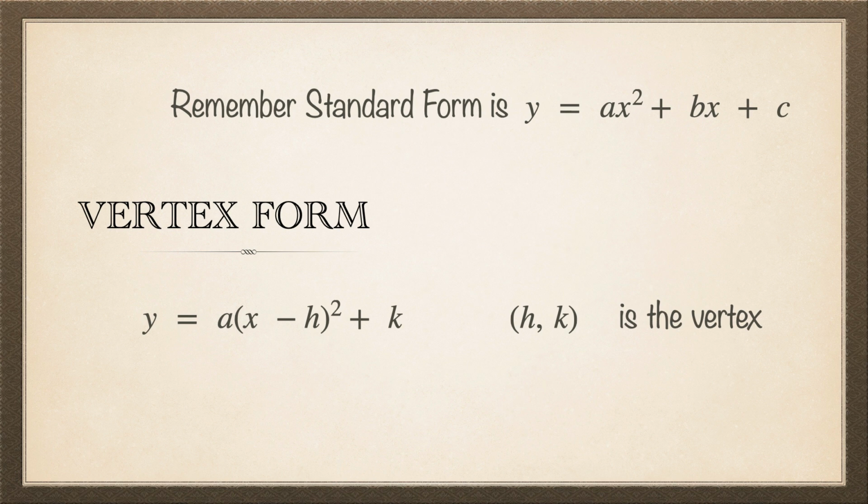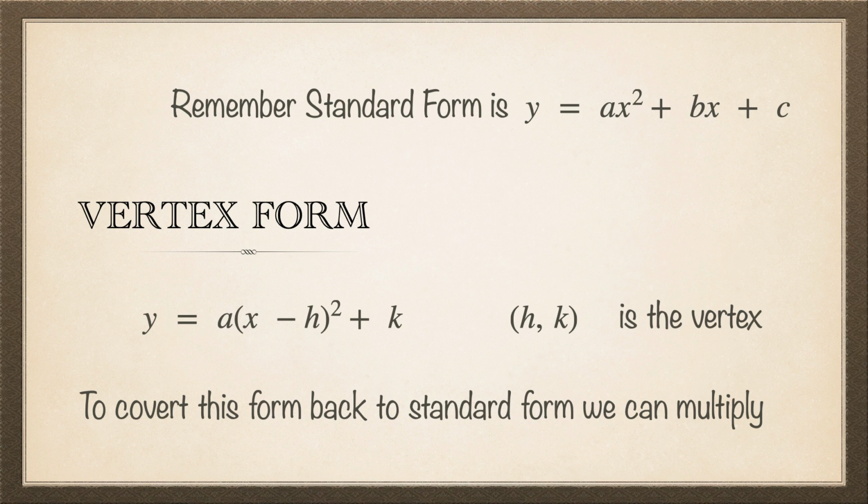So I not only know the vertex, but I'm also going to know the axis of symmetry, because h is the x value, and that's my axis of symmetry, because my vertex is always on my axis of symmetry. Now if I am given the vertex form, I can turn it back into the standard form by doing a little bit of multiplication. Remember though that x minus h, that quantity squared, is x minus h times x minus h. And so I would have to FOIL that part. So let's look at this.